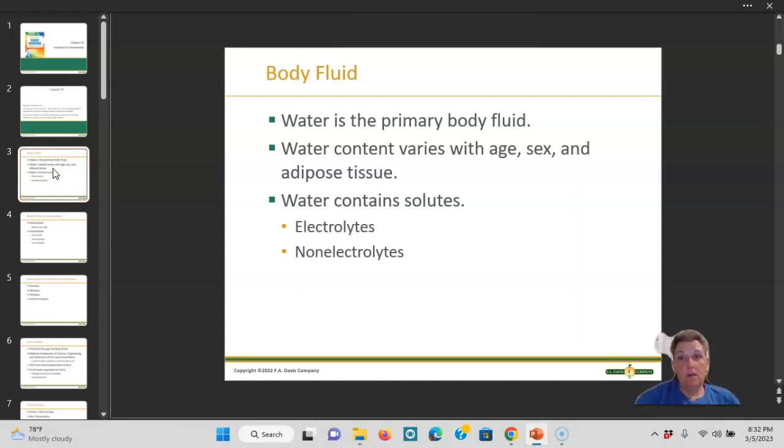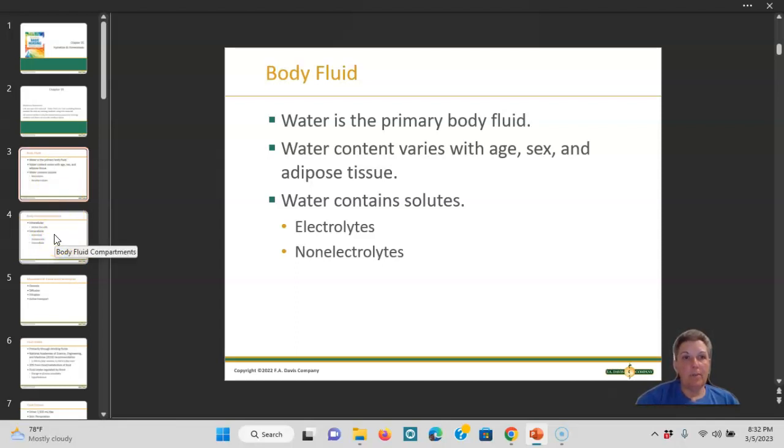Body fluid. So water is the primary body fluid. Water content varies with age, sex, adipose tissue. Water contains solutes. Solutes are like salts, so some of them are electrolytes and some of them are non-electrolytes. So solutes are particles that are in the water, and water tends to be the conduit to get things in and out of cells. So that's kind of how you think about that.